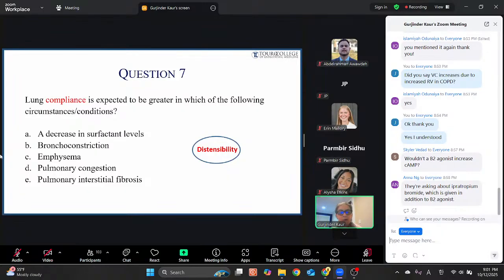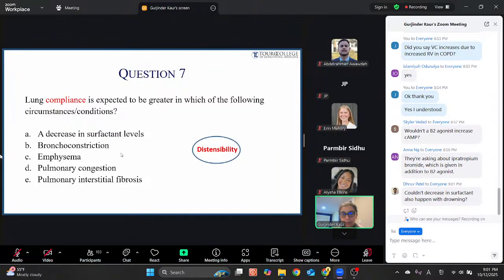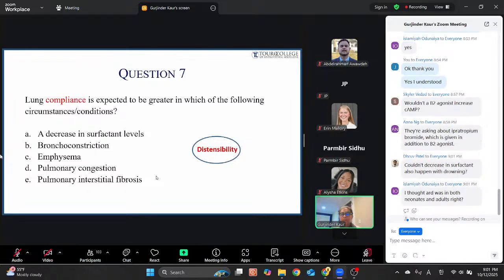Very nice. I'm just going to add a few things for others as well. So yes, you are right. The surfactant levels are low in infants, but there are several other reasons. So surfactant can go down for several different reasons.